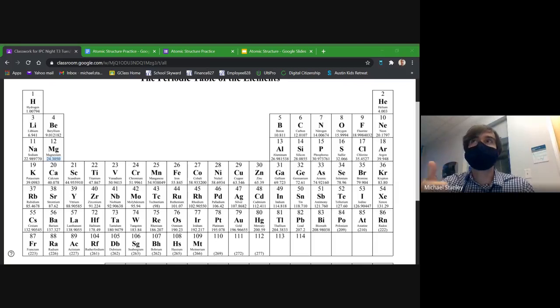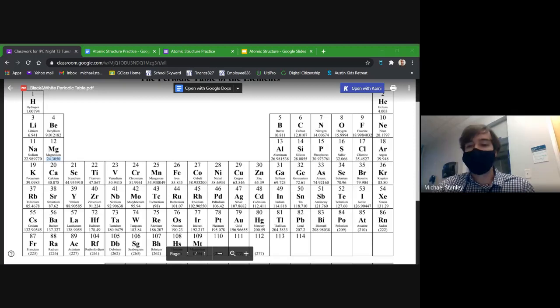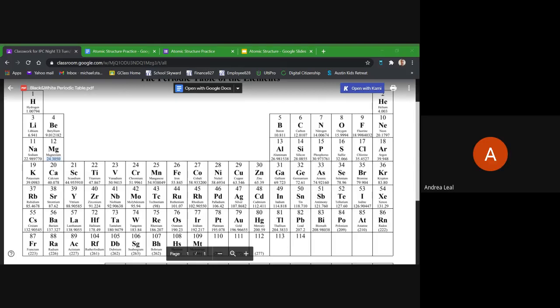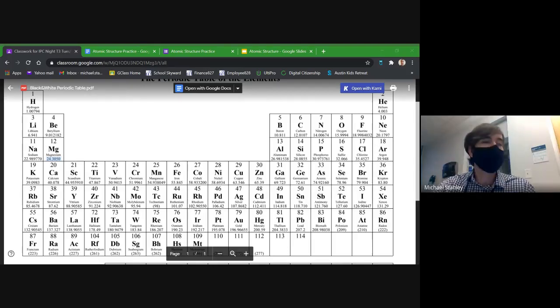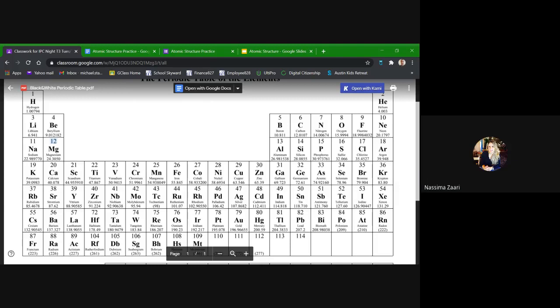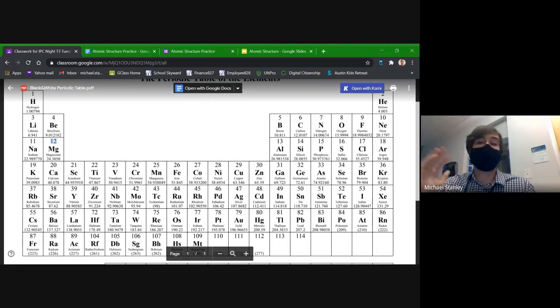What about protons, neutrons, electrons? We haven't done electrons yet. How many electrons are in magnesium? Would it be 12? 12, exactly. Atomic number of 12 means that we have 12 protons and 12 electrons. Precisely. So the protons and the electrons are always going to be the same number. Yep. In this class, it'll always be the same.